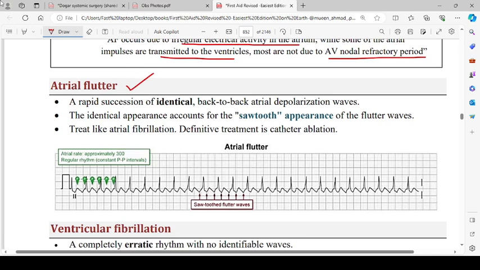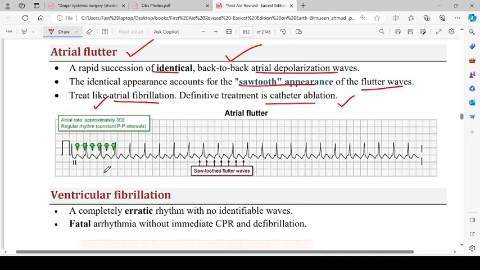Then atrial flutter. In atrial fibrillation, there are no P waves present. In atrial flutter, in contrast to that, it is a risk factor for atrial fibrillation to develop. Like it is a predisposing factor, a preliminary condition. Atrial flutter can worsen to become atrial fibrillation. So there will be a sawtooth pattern, as you can see here. A rapid succession of identical back-to-back atrial depolarization waves. The identical appearance accounts for the sawtooth appearance of the flutter waves. Treat like atrial fibrillation. Definitive treatment is catheter ablation.